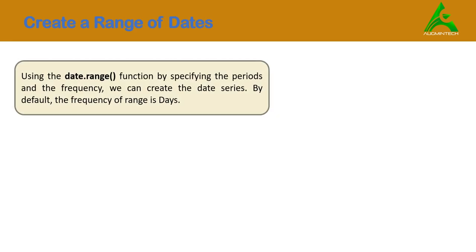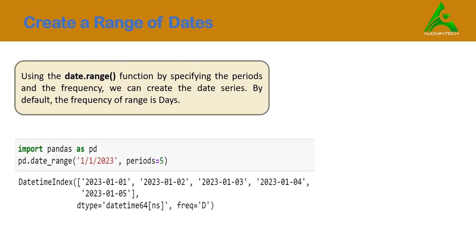Let's get started with creating a range of dates. Using the date_range function by specifying the periods and the frequency, we can create the date series. By default, the frequency of the range is days. Here we first import pandas as pd, and then to the pd.date_range function, we pass the date as well as the value to periods. So there we go. We get 5 days because here we specified the periods value to be 5 starting from the specified date.